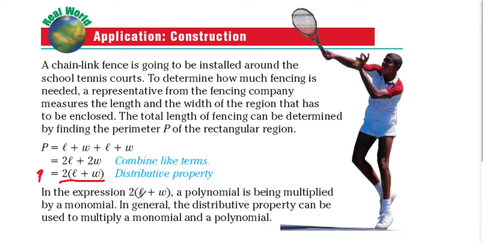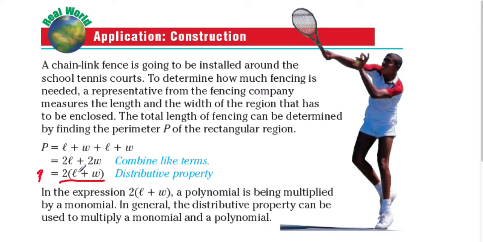So in the expression 2 times L plus W, a polynomial is being multiplied by a monomial. 2 is our monomial, and L plus W is our polynomial. Again, the definition of a polynomial is the sum of monomials, where L and W are both monomials. So in general, the distributive property can be used to multiply a monomial and a polynomial.